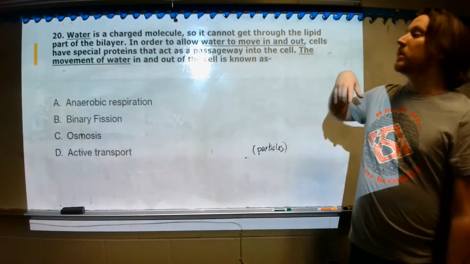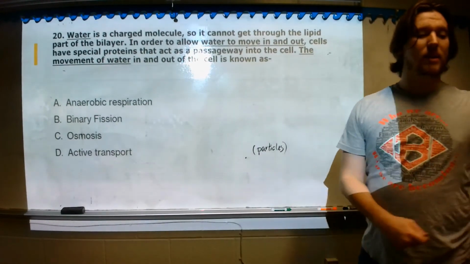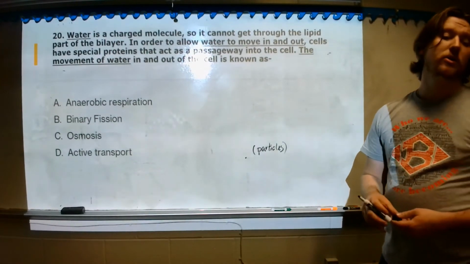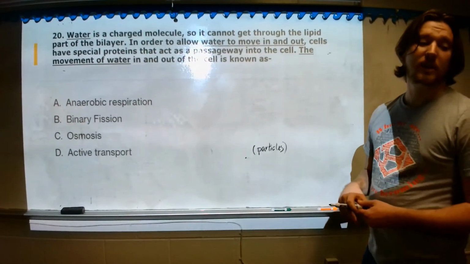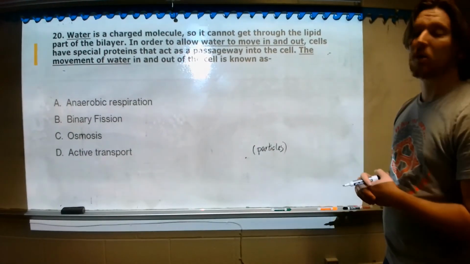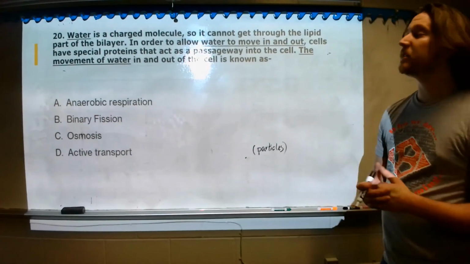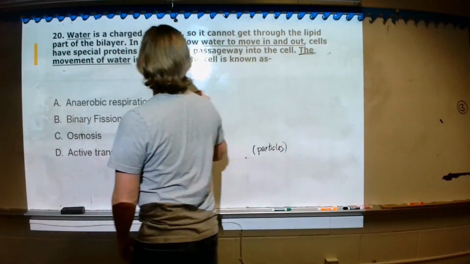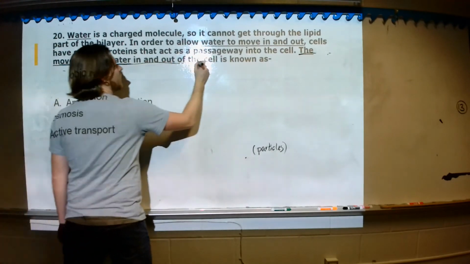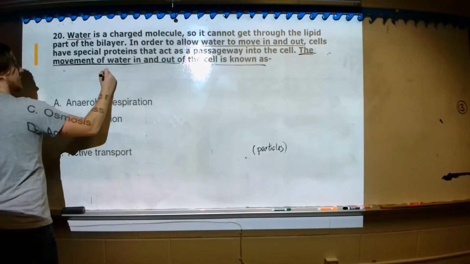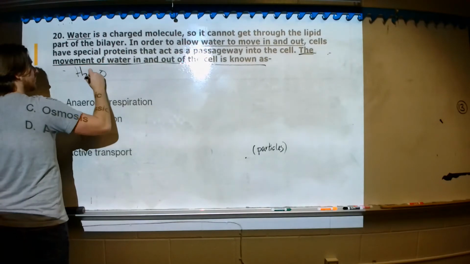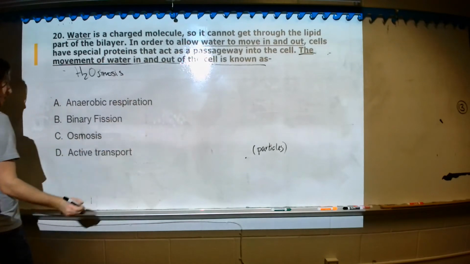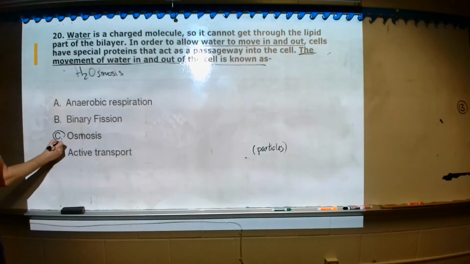All right, number 20. Water is a charged molecule, so it cannot get through the lipid part of the bilayer. In order to allow water to move in and out, cells have special proteins that act as a passageway into the cell. The movement of water in and out of the cell is known as what? I know the movement of water is H2O, osmosis. So the one that describes osmosis is C.